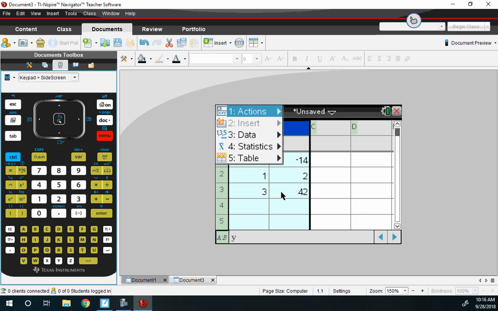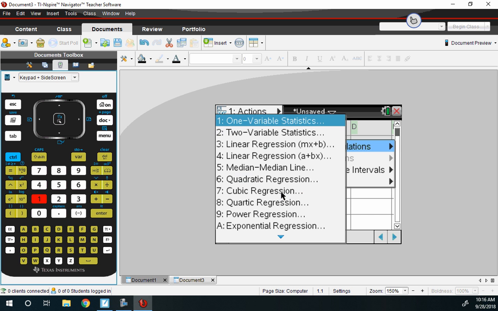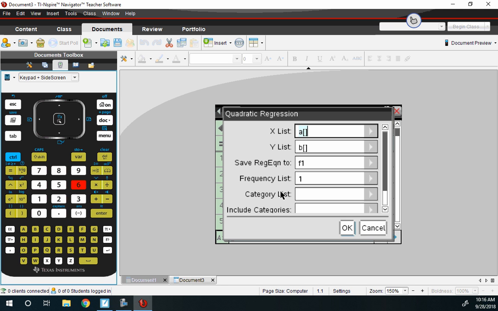Menu, and then what? Stats. Some people use the D-pad. I like to press the numbers. Moving that D-pad around, sometimes the weird buttons get pressed. So I'm going to press 4, and then what? Stat calculations, I'll press 1, and then what do we want? Quadratic regression number 6. Quadratic regression.